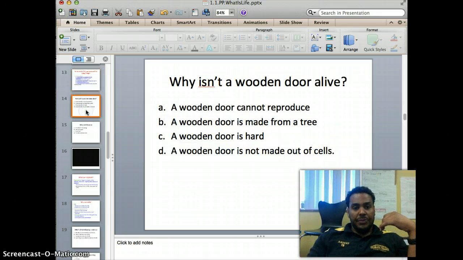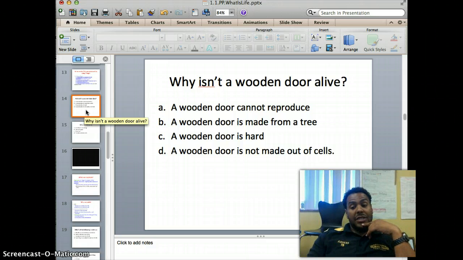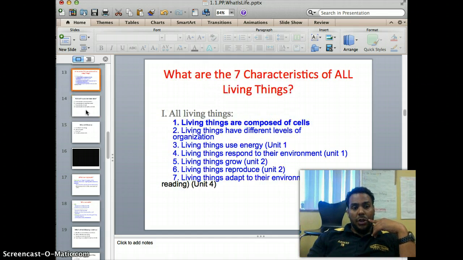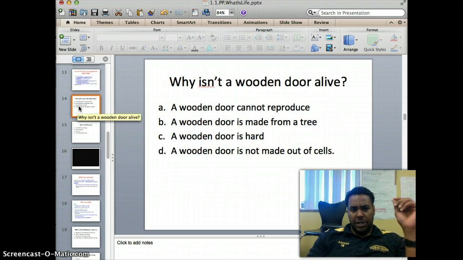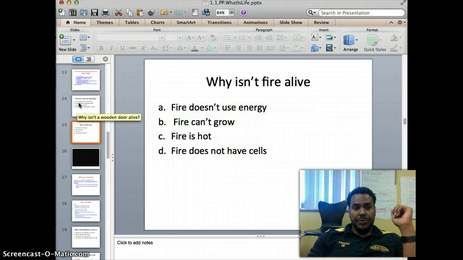Let's continue on. This first question, why isn't a wooden door alive? You're about to answer this in your Educanon. First off, a wooden door cannot reproduce, interesting. A wooden door is made from a tree, this is true. A wooden door is hard, this is also true. And a wooden door is not made out of cells, that's just not true. But why is it not alive? We go back and we see here that all living things are capable of reproducing. Can a door make other door babies? Didn't think so. The answer here is A. A wooden door cannot reproduce.